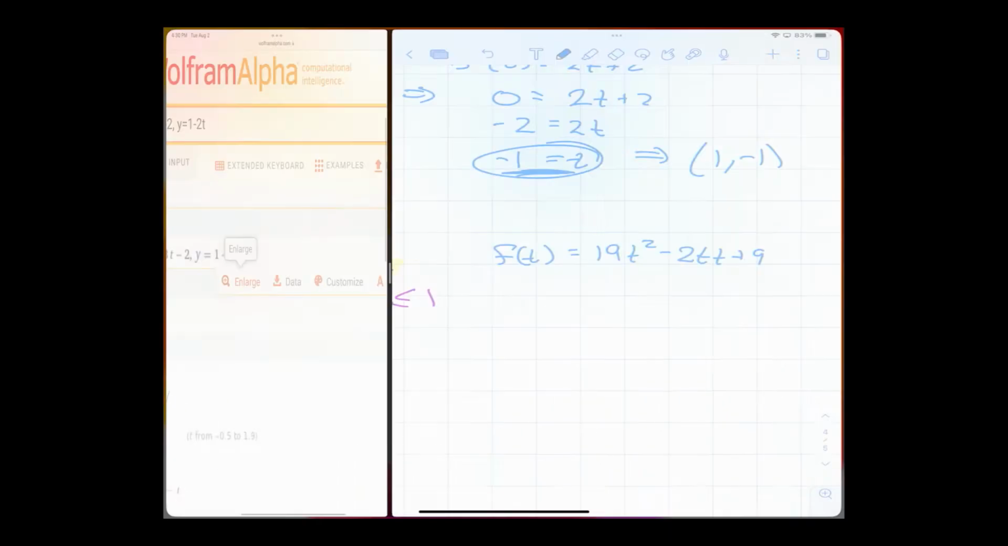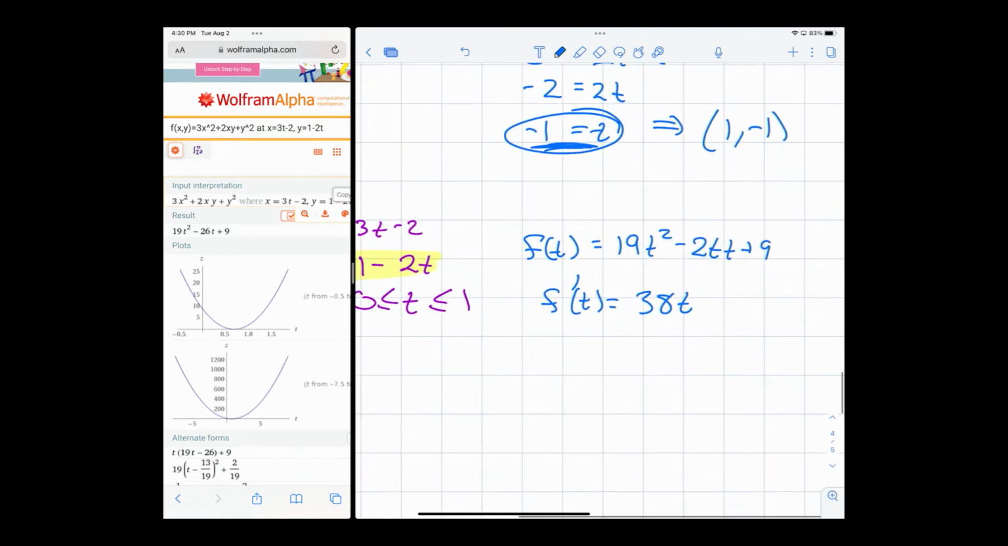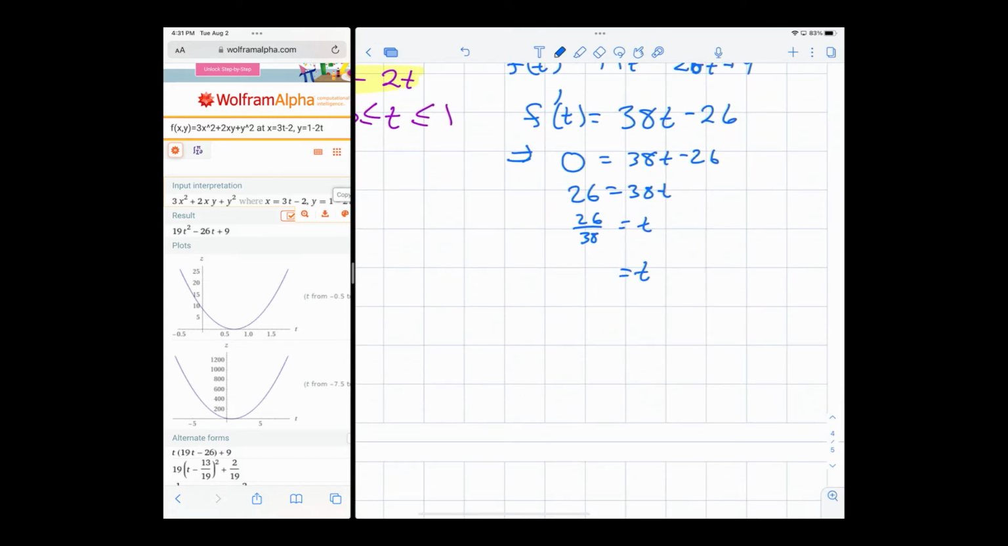And same thing we've done twice before now. We are going to take the derivative of this. So we're going to get 38t, and then minus 26. So we set that equal to 0 to look for critical points. So we have t is 26 over 38, which is going to be, 2 goes into both of those, so 13 over 19, I guess.